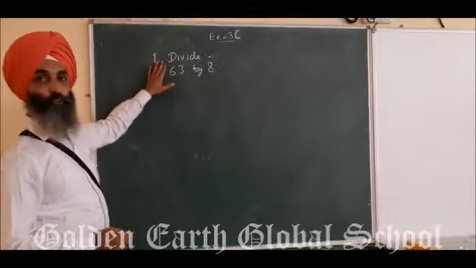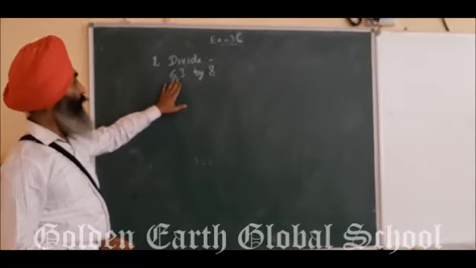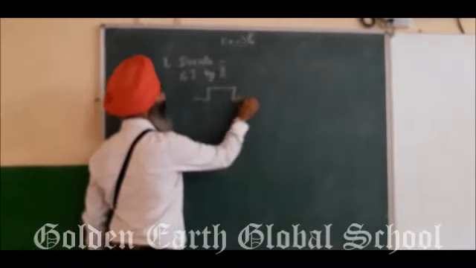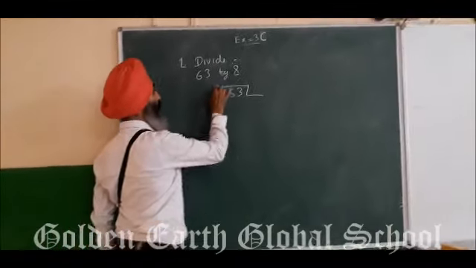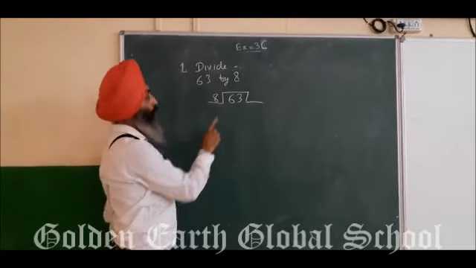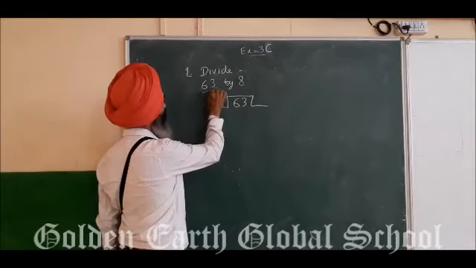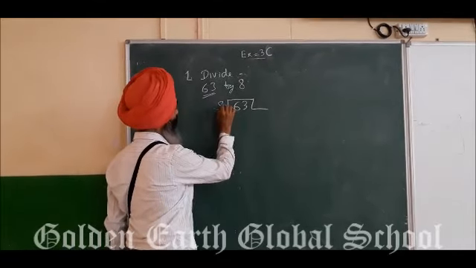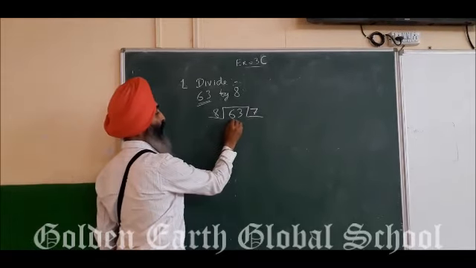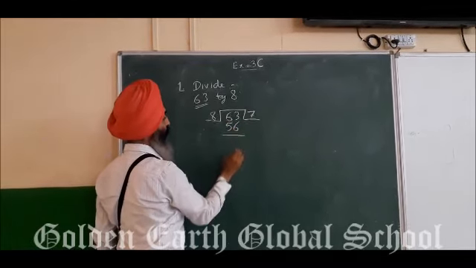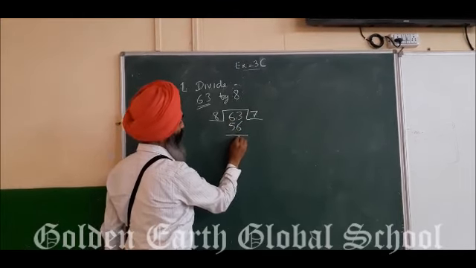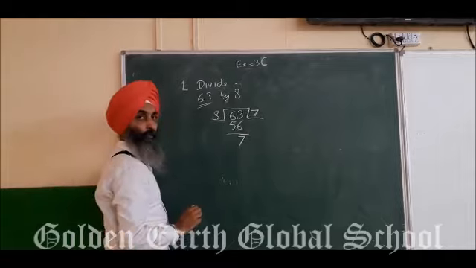We will have the first question: divide 63 by 8. It means you have to divide 63 by 8. We know 8 eights are 64, so it is not a proper table of 63. So it means you have to multiply with the smaller number. 8 sevens are 56. So your remainder is 63 minus 56, that is 7. So 7 is the remainder.